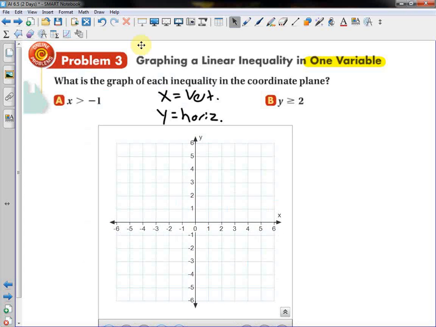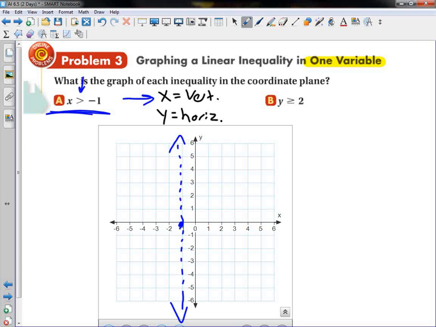So let's start with A, which I'll do in blue. Kind of similar process to last time. There's a greater than symbol. So I know there's no equal to part, so it's not a solid line. It's a dotted line at where x is -1. Well, x is -1 right here. That's x is equal to -1. I know it's going to be a vertical line, and I know that's going to be a dotted line. So draw my dotted line.